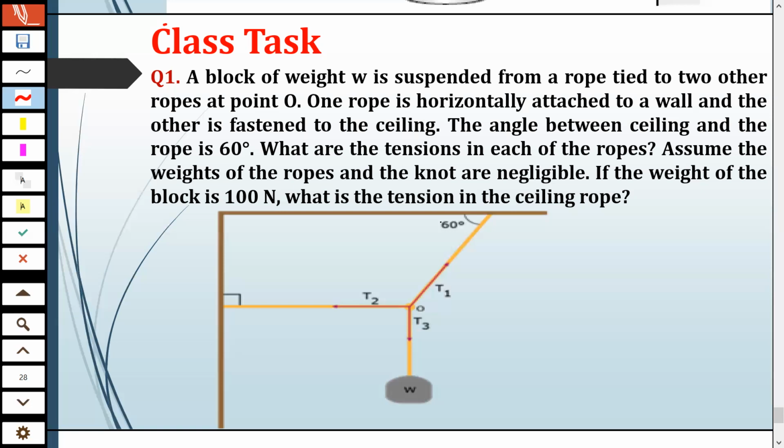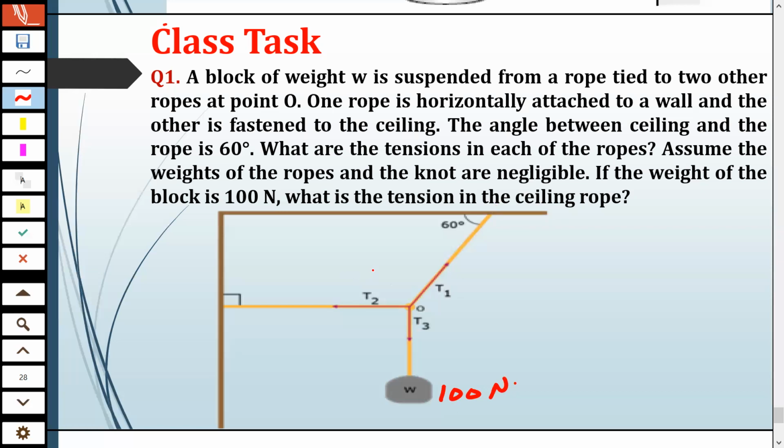So we need to find the tensions in each of the ropes, and we've been given the angle 60 degrees there. Assume the weights of the ropes and the knot are negligible. And if the weight of the block is 100 newtons, what is the tension in the ceiling rope? So they're saying the weight of the block, meaning this weight here, is 100 newtons.